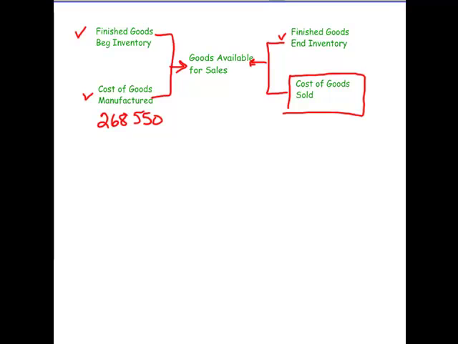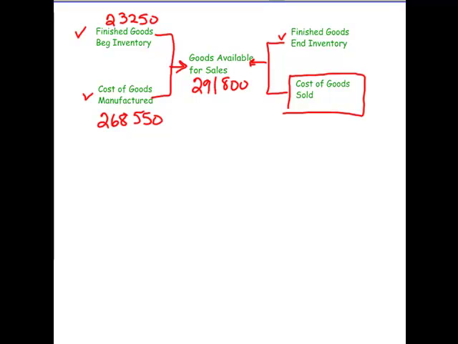The question does tell us how much finished goods were. It tells us that we had $23,250 left over from last year. So if we add those two things together, beginning inventory and cost of goods manufactured, we get the goods available for sale. So $291,800.